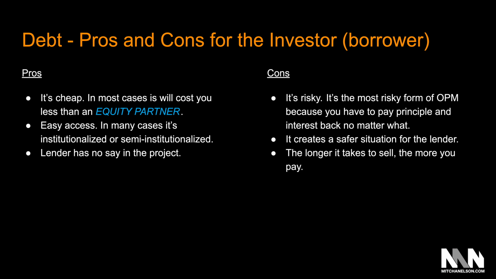Now let's talk about some of the cons. Debt is very risky to you as the borrower. In fact, it's the most risky form of using other people's money because you have to pay the principal and the interest back no matter what. It doesn't matter if the economy changes. You still owe that money back, plus interest. And it doesn't matter if you get ripped off by a contractor or if you made a mistake running your numbers. All of the liability falls on you to pay that money back.